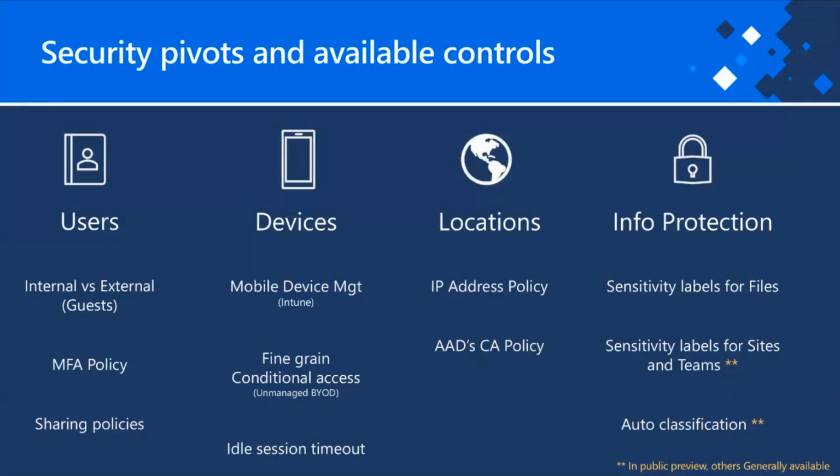And then the final pivot is around data itself. How do we protect the information or the data? And this is where sensitivity labels play a vital role. This journey, which I'll talk about for most of the session, is around Microsoft Information Protection, where you can create sensitivity labels such as, let's say, general, confidential, top secret, and then protect your files as well as the sites and the teams, so that based on the sensitivity, you will now be able to dictate what security policies need to be honored for that content. And then finally, we have automatic classification, which I'm going to talk about in a minute.